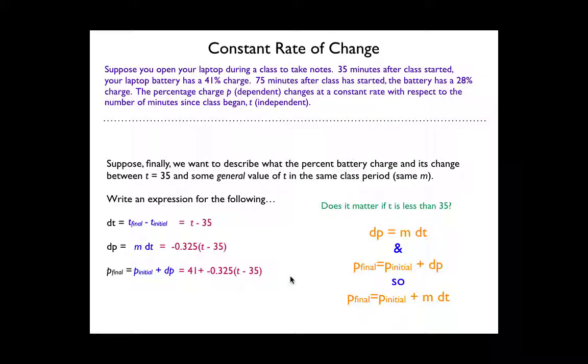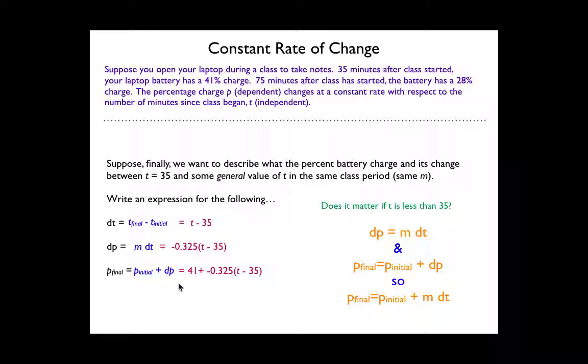What if I picked a t value that's less than 35? So what if I picked t is 20? I guess it depends on if you were actually using your laptop earlier in the class period, whether that would make any sense. But at time 20, I would just be going backward. If you'd had your laptop open or using it the same way for the full class period, where it had actually been decreasing for a while before it got to this time 35, 41% charge, this would actually be okay.